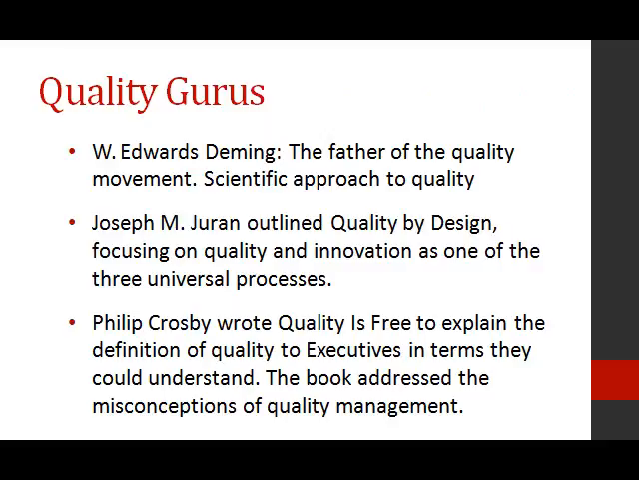In the field of quality, there are three important individuals, or gurus. First, W. Edwards Deming is considered to be the father of the quality movement. He brought a scientific approach to quality and quality assessment. Joseph M. Juran outlined quality by design, focusing on quality and innovation as one of the three universal pathways. And Philip Crosby, who wrote Quality is Free, to explain the definition of quality to executives in terms they could easily understand. His book addressed the misconceptions of quality management.